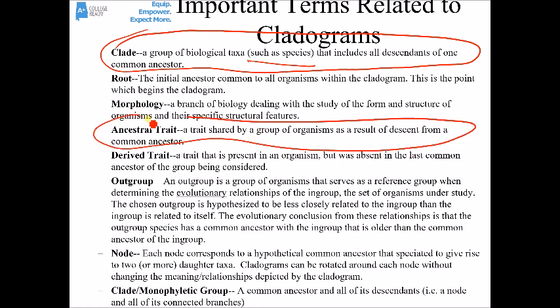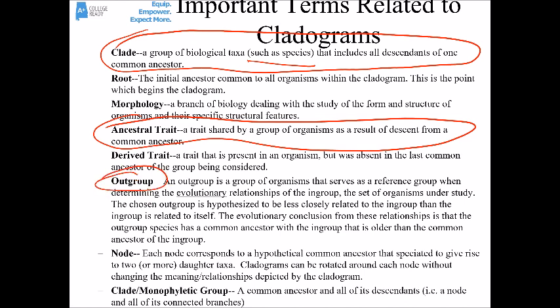The ancestral trait is a trait shared by a group of organisms as a result of descent from some kind of common ancestor. A derived trait is a trait present in an organism but absent in the last common ancestor of the group. An outgroup is a group of organisms that serves as sort of a reference when we're drawing a cladogram. Essentially, the outgroup is hypothesized to be less closely related to the in-group than the in-group is to itself. And we'll see an outgroup in our phylogenetic tree in a minute.